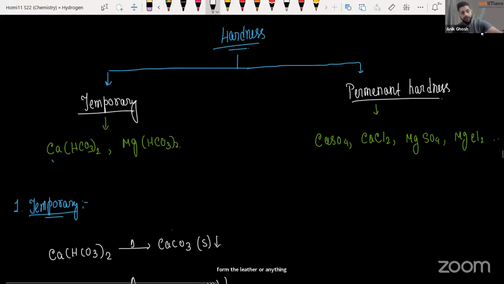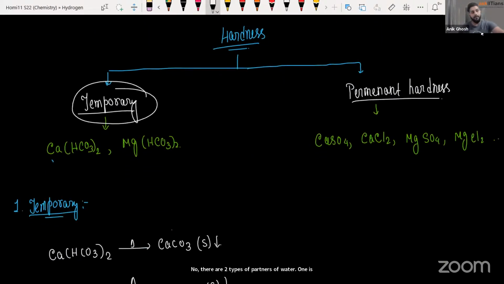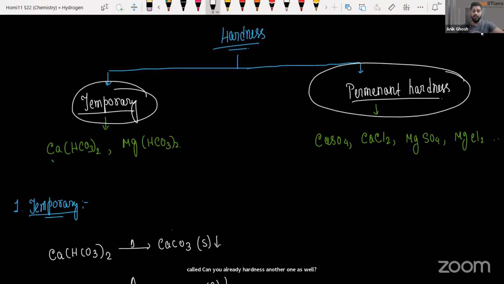Now there are two types of hardness of water. One is called temporary hardness, another one is called permanent hardness. Guys, I know that you are a bit tired, but this time I want your attention the most. Stay with me for the next 5 minutes. So there are temporary hardness and permanent hardness.